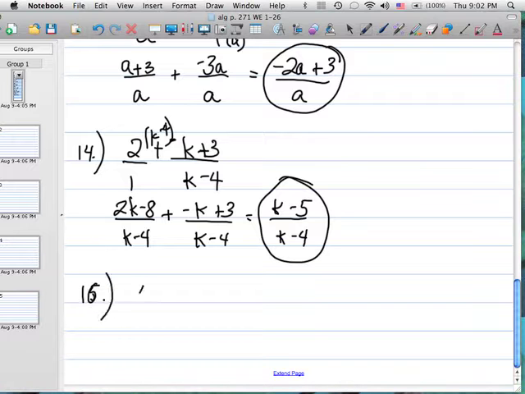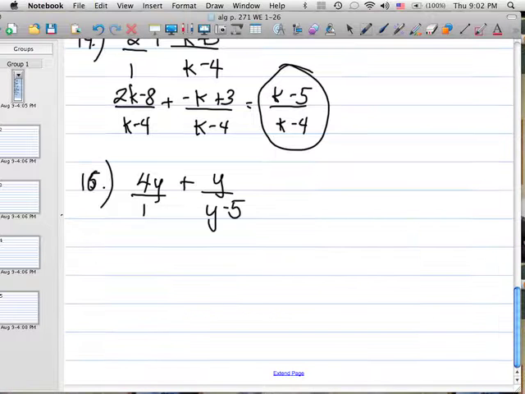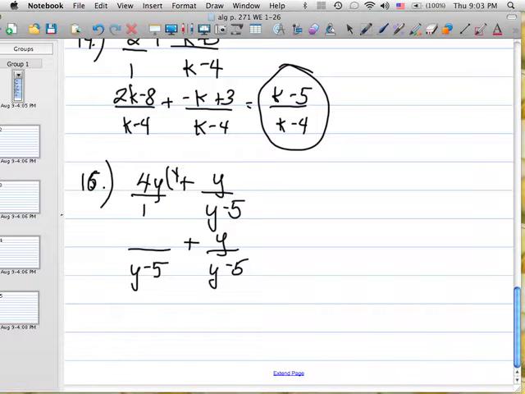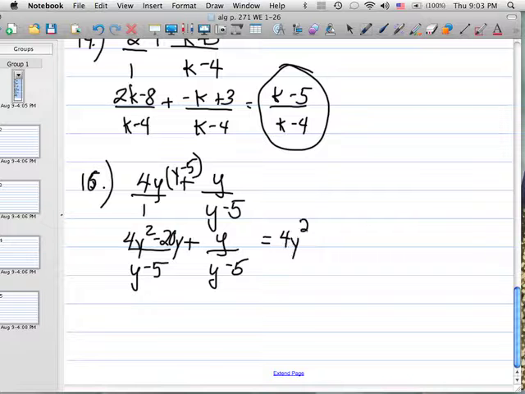16, we have 4y, which we'll put over 1, plus y over y minus 5. Least common denominator is y minus 5, so we'll just rewrite the second fraction. To get this one to be this, we need to multiply top and bottom by y minus 5, which we already did the bottom. So we get 4y squared minus 20y. Collecting like terms and decreasing order, 4y squared, negative 20y and plus y make negative 19y.